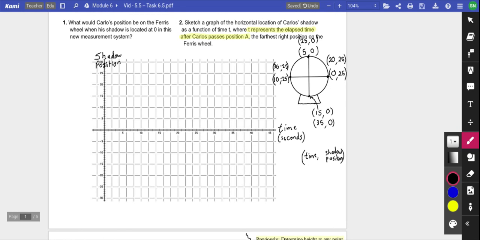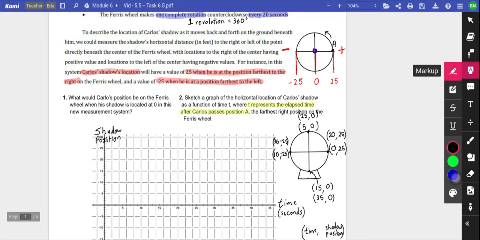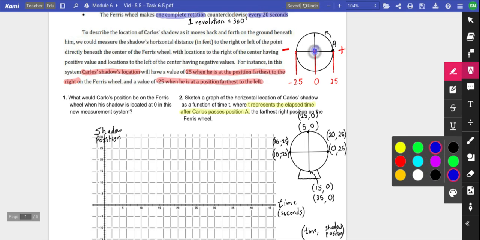So question number 1. What would Carlos' position be on the Ferris wheel when his shadow is located at 0 in this new measurement system? Remember that for us to be at 0, we need to be right at the center of the wheel. So here's the center. If we move to the top, we are still at 0. We didn't move sideways. Or if we move to the bottom, we're still at 0. We did not move sideways. Therefore, Carlos' shadow is located at 0 whenever he is at the top and bottom of the Ferris wheel.